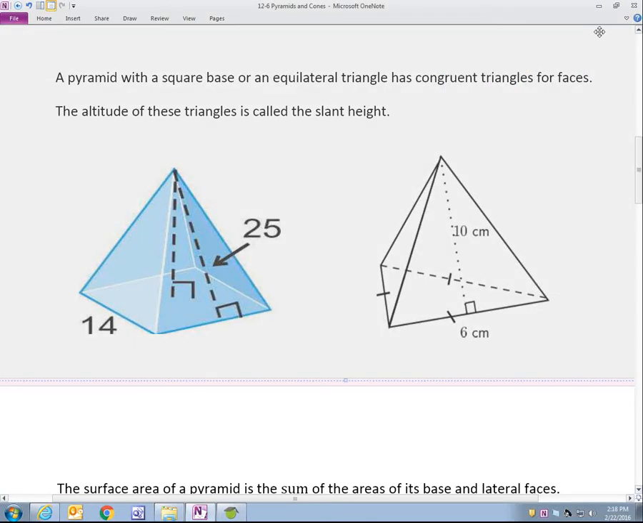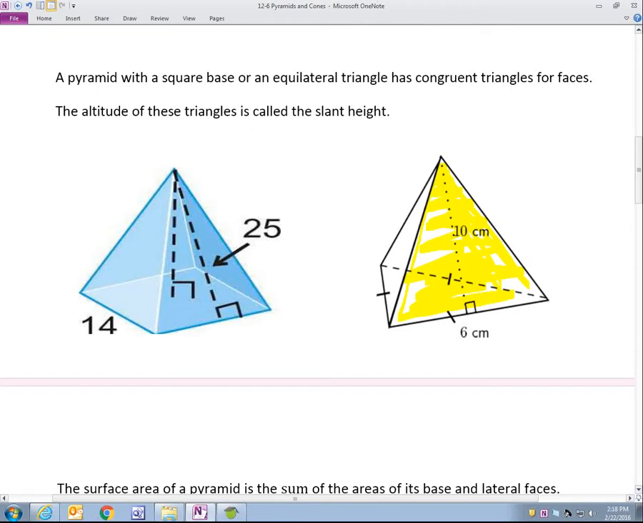So a pyramid with a square base or an equilateral triangle has congruent triangles for their faces. So an equilateral triangle on the bottom, those are going to have congruent faces. That's just saying that if you were trying to find the area of this front-facing triangle right here, then it's going to be the same.